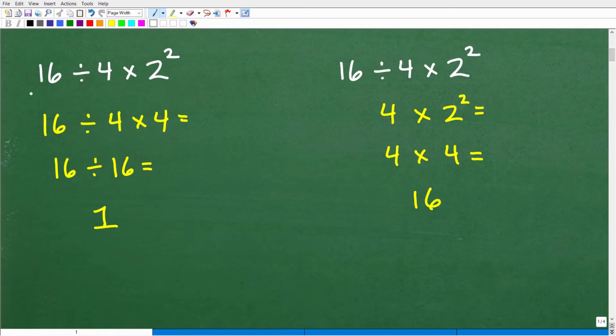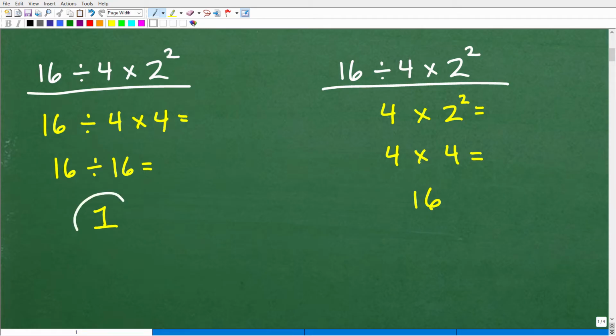So here's the problem. We have 16 divided by 4 times 2 squared, and this is the same problem. I did this problem two different ways, and each way seems fairly reasonable. But you can see I end up with two different answers. One answer is 1, and the other answer is 16. So let's go ahead and review this first way.